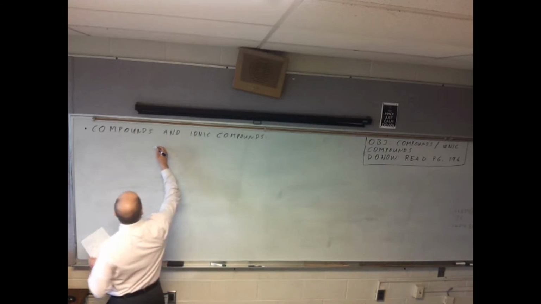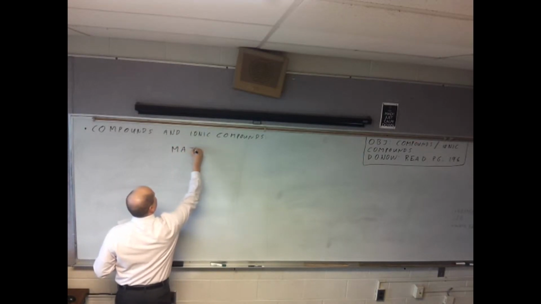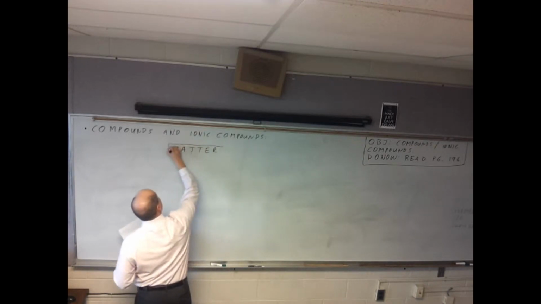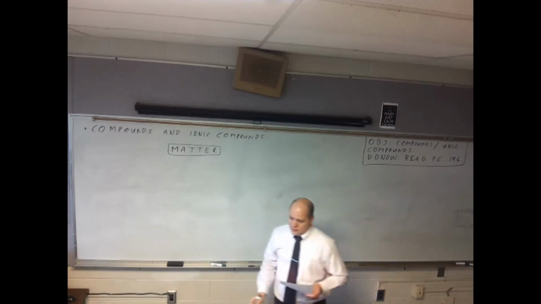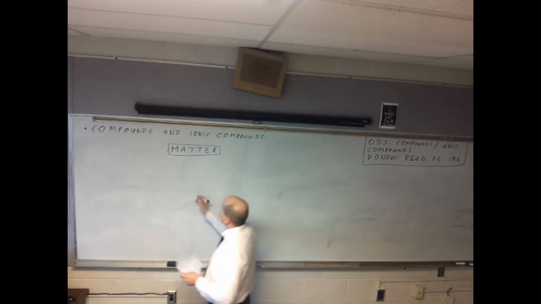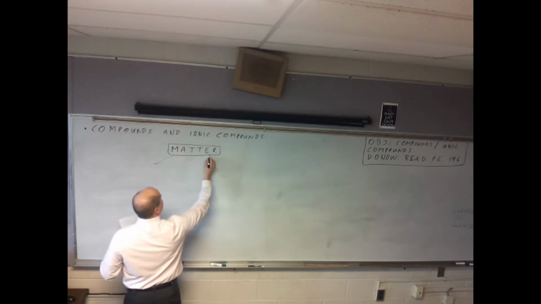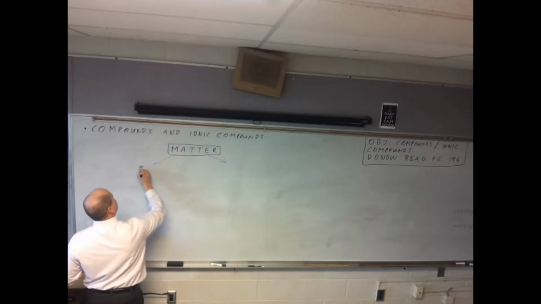I'm going to do a little flow chart here. Top middle, so in the middle of your page, write the word matter. Let's put a box around it. That makes it look more important. And then below, this is going to get broken down into two categories. On the left, we're going to have pure substances.